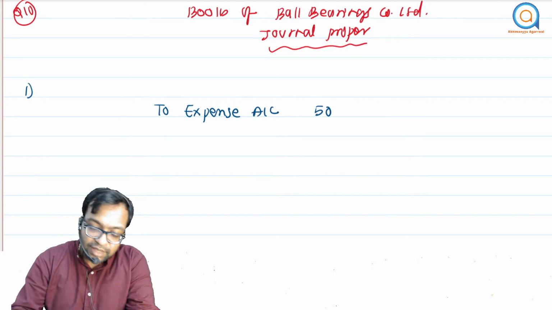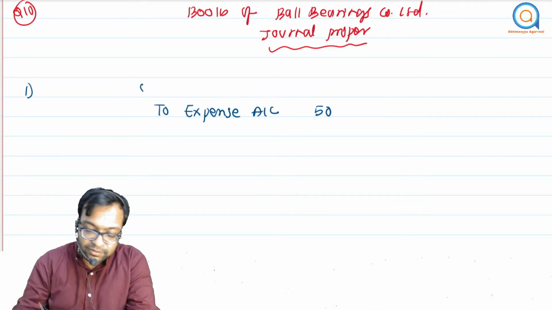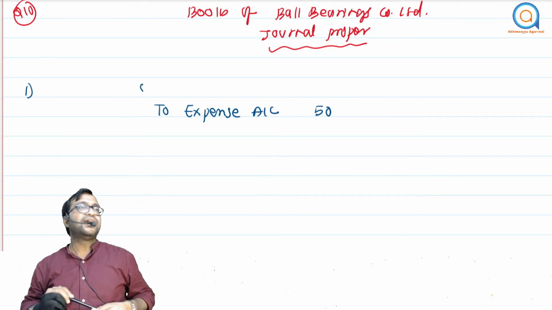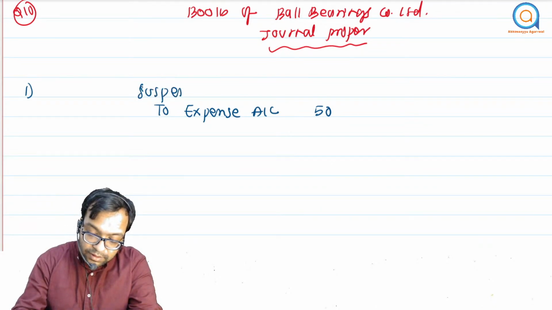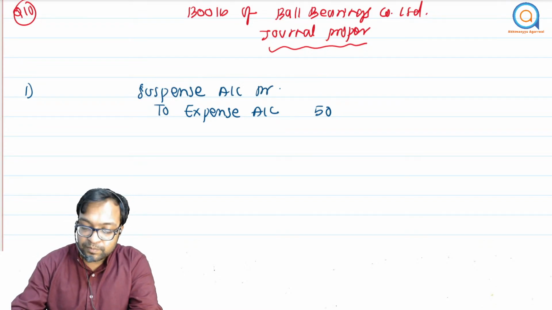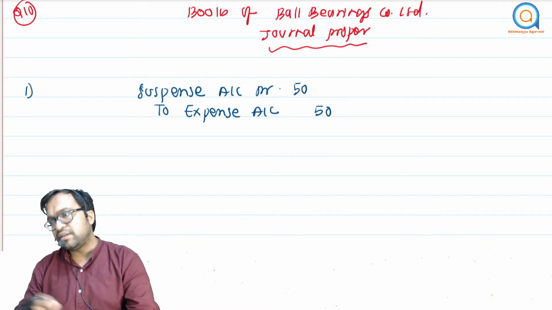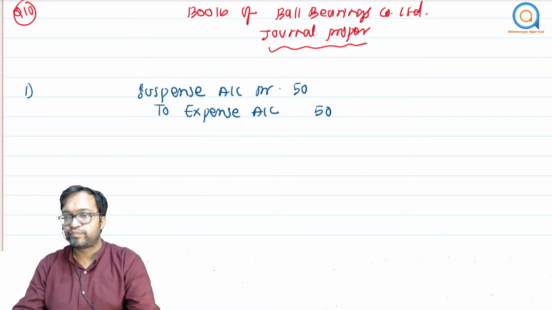Is there any other mistake in any other account? No. So the other account will be which account? Suspense account. So the rectification entry will be suspense to expense. I hope you can manage the narration. Yes, sir.